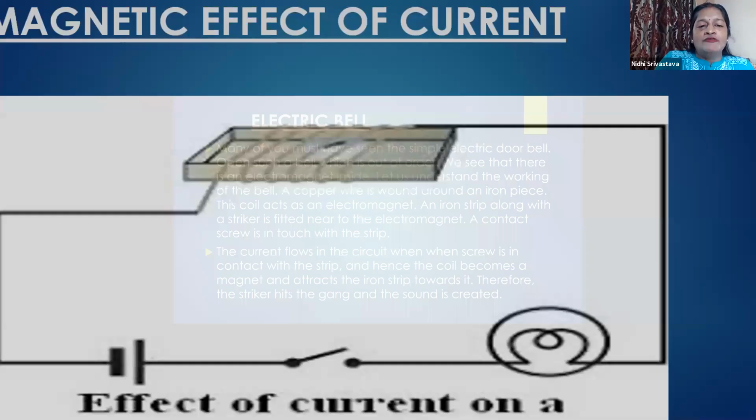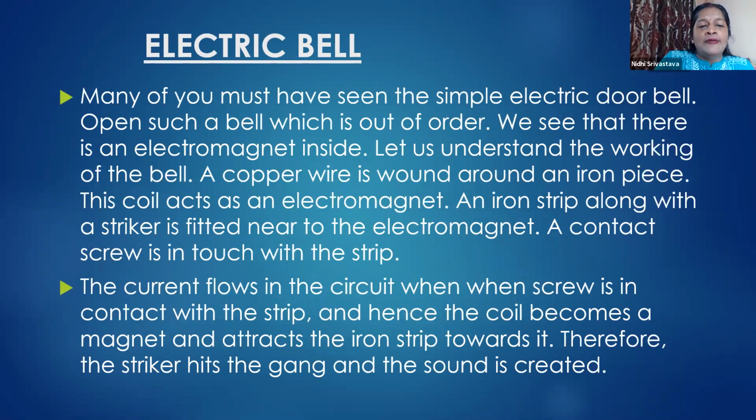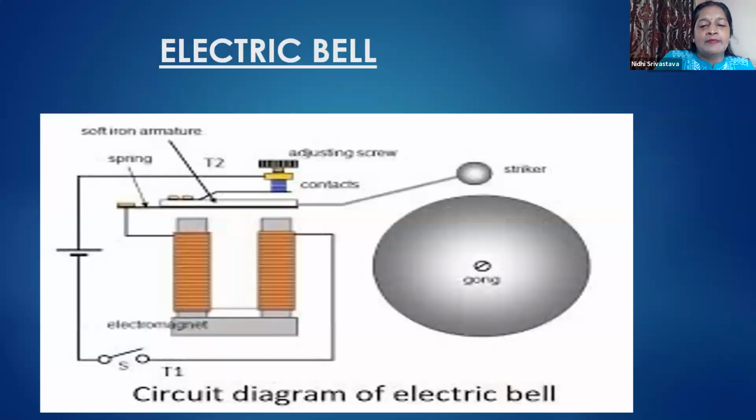Electric bell. Many of you must have seen the simple electric doorbell. Open such a bell which is out of order. We see that there is an electromagnet inside. Let us understand the working of the bell. A copper wire is wound around an iron piece. This coil acts as an electromagnet. An iron strip along with a striker is fitted near to the electromagnet. A contact screw is in touch with the strip. The current flows in the circuit when the screw is in contact with the strip, and hence the coil becomes a magnet and attracts the iron strip towards it. Therefore, the striker hits the gong and the sound is created. See, this is the circuit diagram of electric bell.